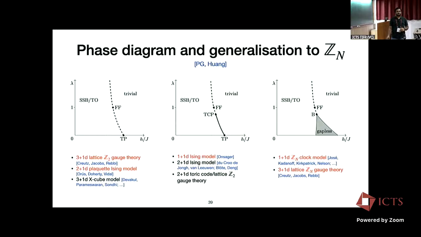It should be somewhere here, wherever the self-dual line ends, at h equal to 1 and lambda equal to 0. That's the Maxwell theory at tau equal to 2i.